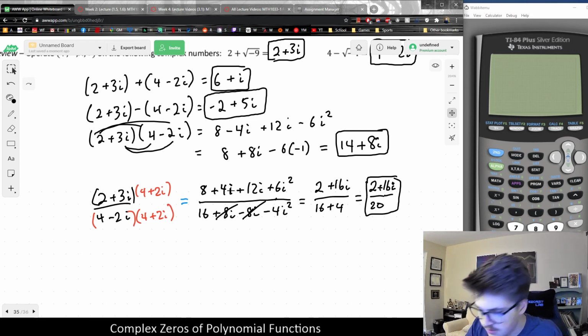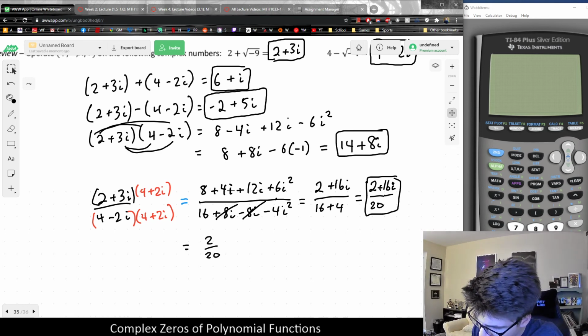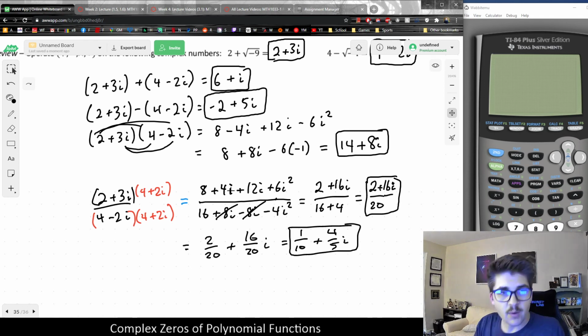Well, technically, I could split this up and simplify because these fractions are reducible. I would have 2 over 20 plus 16 over 20i, and that would reduce to 1/10 plus 4/5 i. But at the end of the day, notice when I divide those two numbers which I started with, I'm going to end up with another complex number. It just is a fraction.